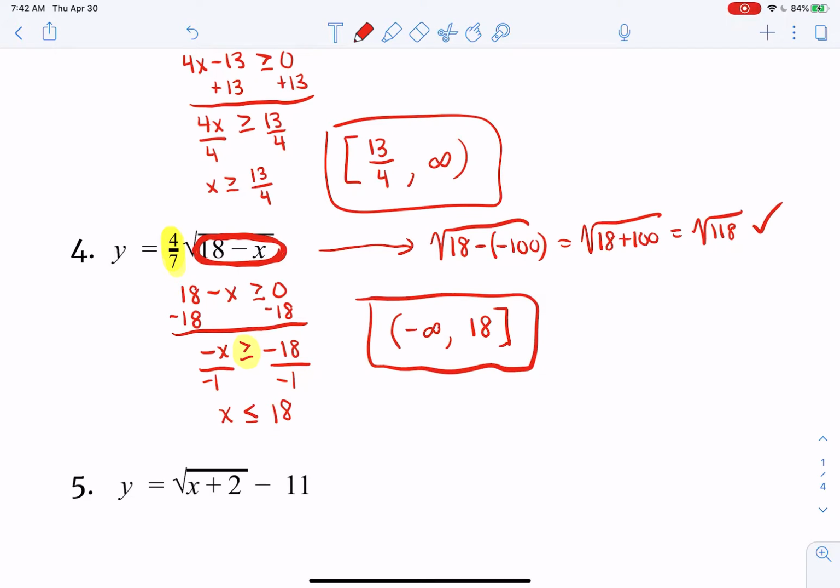It doesn't make sense, however, when you have a number that's bigger than 18. If we had, say, 18 minus 20, then we would have the square root of negative 2. And that doesn't make sense. There's no real solution to that. So if you ever get an answer that doesn't make sense to you, I want you to think about it and start plugging in numbers. In this case, it does make sense because we can put in big negative numbers all the way to negative infinity, and the highest number we can put in is 18.